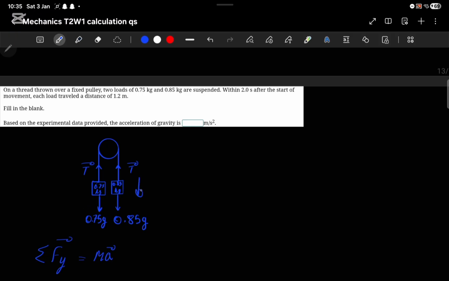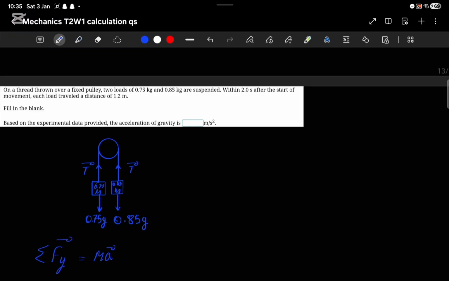Or is it the other way around? This block is going downwards and this block is going upwards. Which block's heavier? This one, right? 0.85 kilograms. Which means that this block's the one that's going to go downwards because it has a bigger weight. And weight is the only factor that's making the blocks go down. There is no other force that drives it downwards.